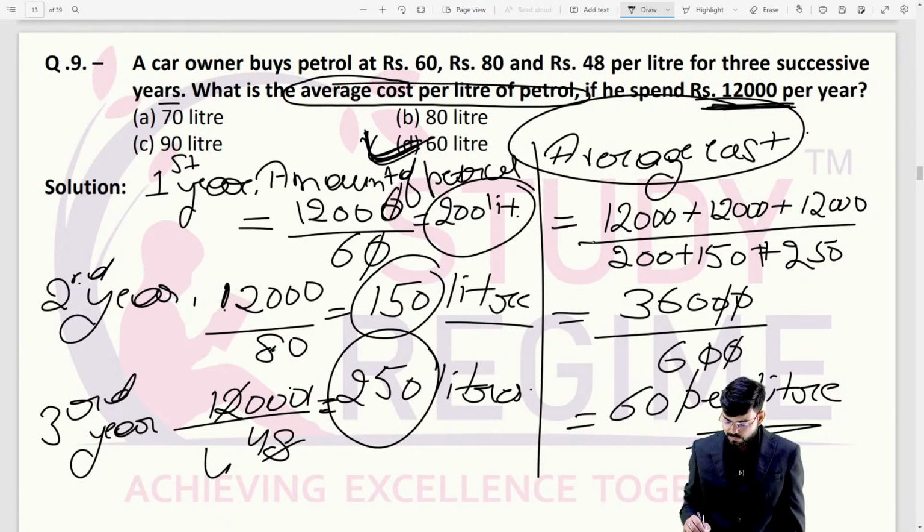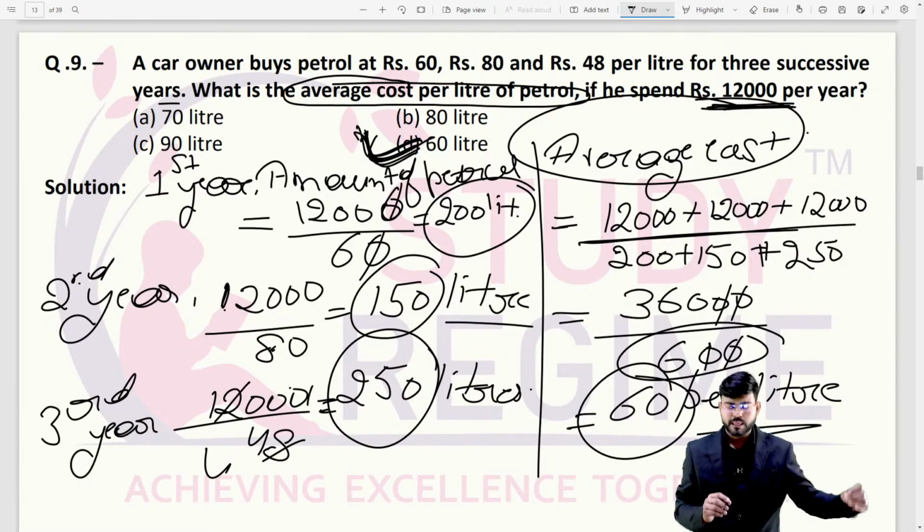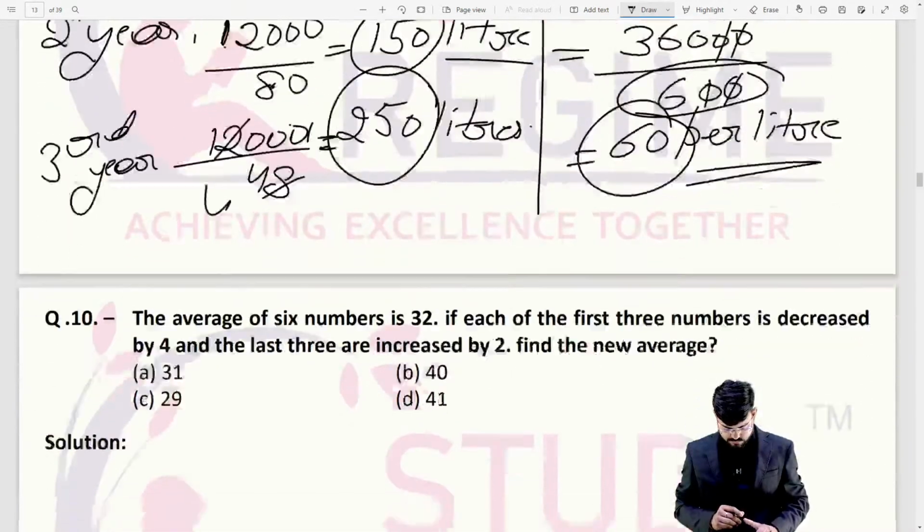So the total amount of petrol he purchased is 200 plus 150 plus 250. So you get the value as 600. Now you divide the value of 36,000 by 600, you get 60 rupees per liter. Your answer will become D. Clear? So we'll move on to the next question.